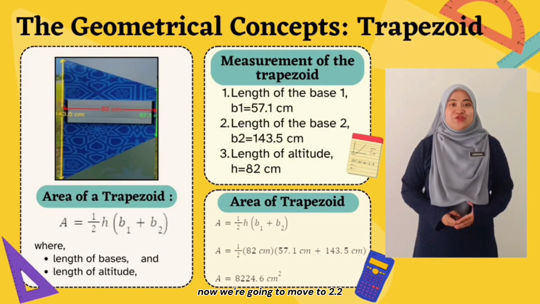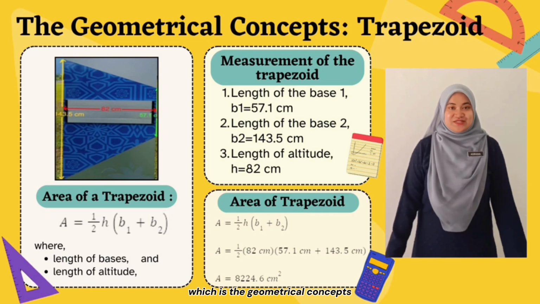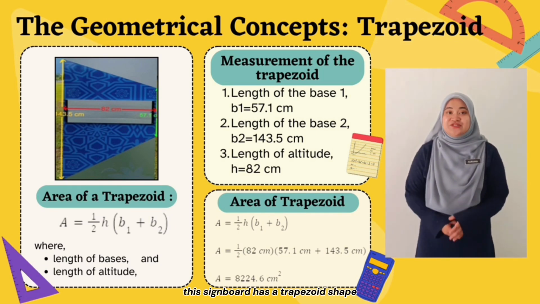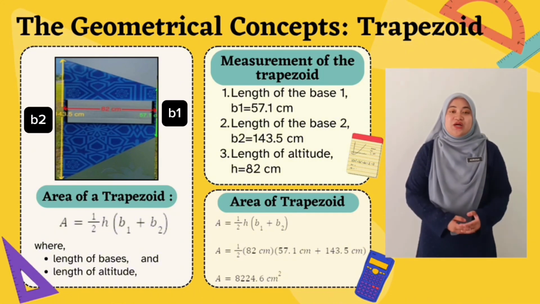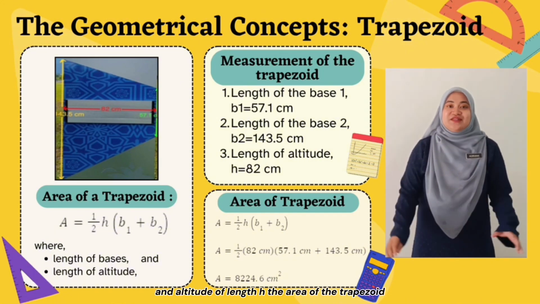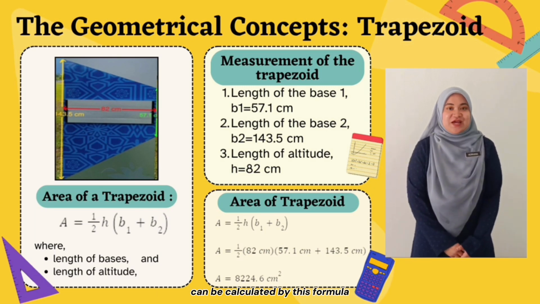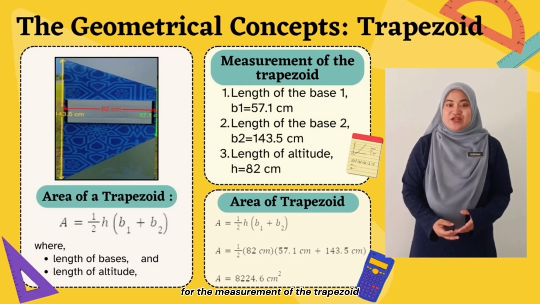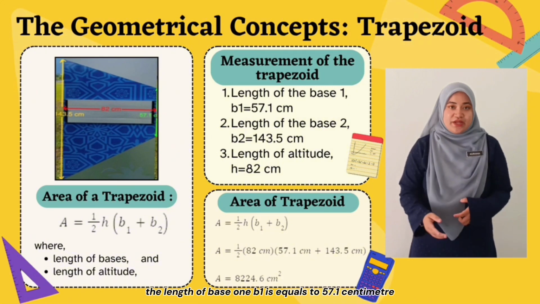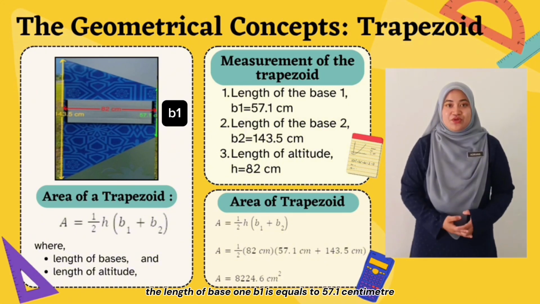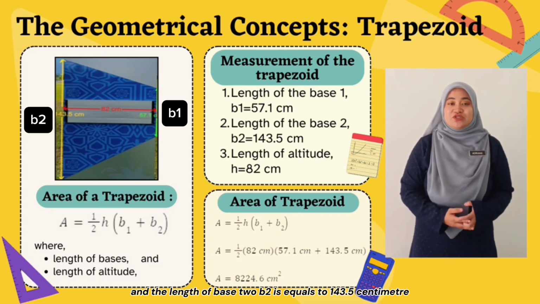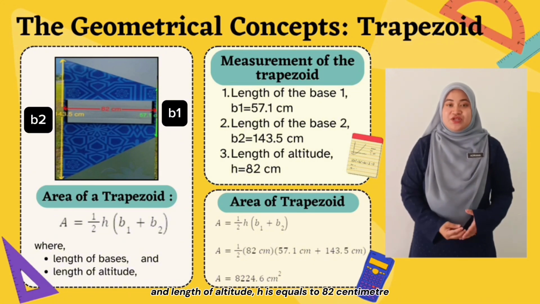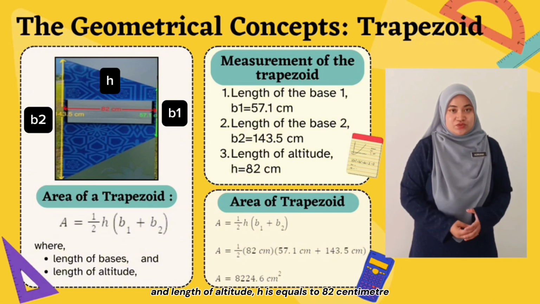Now, we're going to move to 2.2, which is the geometrical concepts. The signboard has a trapezoid shape with length of bases B1 and B2 and altitude of length h. The area of the trapezoid can be calculated by this formula. For the measurement of the trapezoid, the length of base 1, B1, is equal to 57.1 cm, the length of base 2, B2, is equal to 143.5 cm, and the length of altitude, h, is equal to 82 cm.